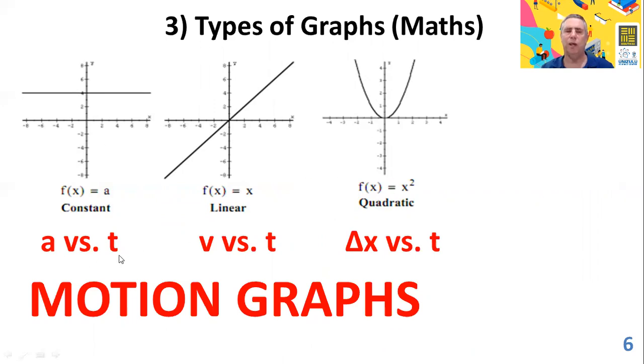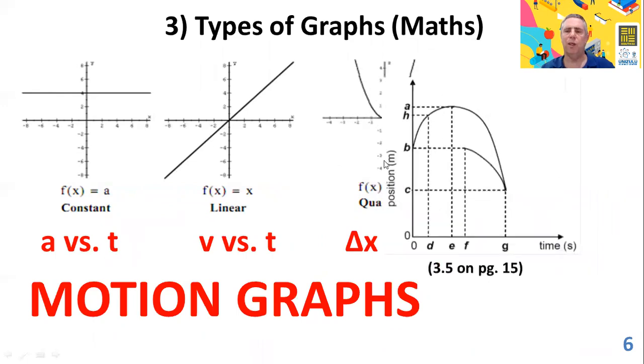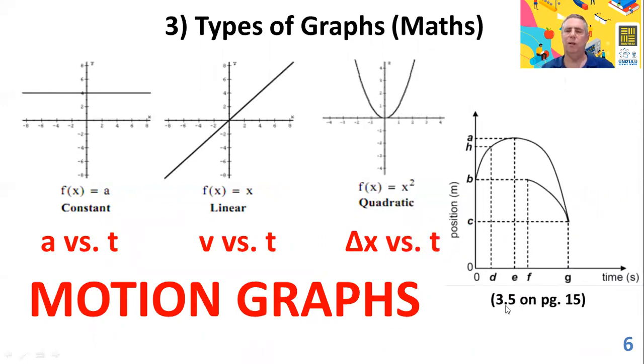Your acceleration time graph is always constant at school. Velocity time is often increasing because of a constant acceleration, and that would give you a quadratic increase in position. Now, just think of the graph we've just looked at, question 3.5 on page 15. If you look at the shape, these are quadratic graphs. The parabola is upside down, but this is exactly this type of graph.